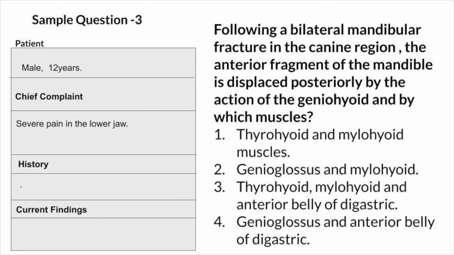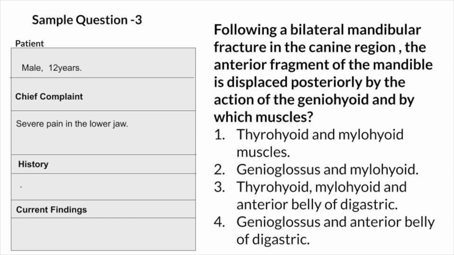Question 3. Patient, male, 12 years, chief complaint: severe pain in the lower jaw. Following a bilateral mandibular fracture in the canine region, the anterior fragment of the mandible is displaced posteriorly by the action of geniohyoid and by which other muscle? Thyrohyoid and mylohyoid muscles; genioglossus and mylohyoid; thyrohyoid, mylohyoid, and anterior belly of digastric.